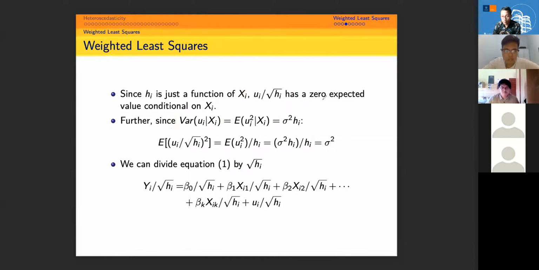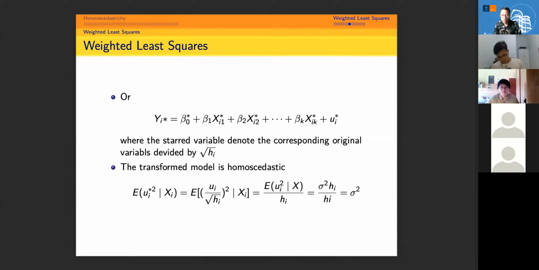Then y star is the transformed y. X1 star is the transformed x1, which is x1 divided by the square root of h. Now, again, why do we want to make this transformation? We make this transformation such that we obtain homoscedastic error.